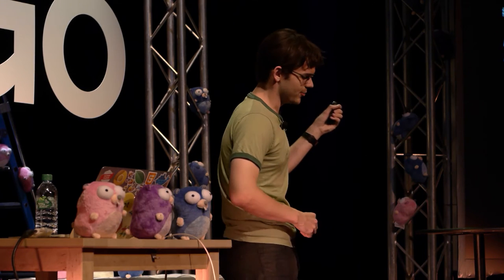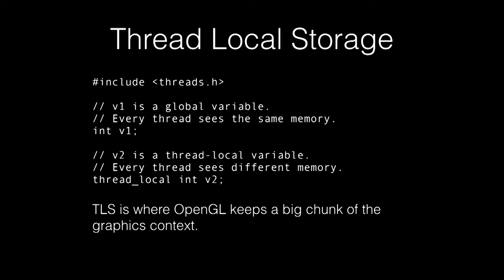Now, if you're an old C programmer like me, this syntax may look a bit strange on the slide. This is C11, which it turns out introduced this _Thread_local type qualifier, which matches the C++11 type qualifier. So they unified these by changing everything. And OpenGL makes heavy use of this, and it does because OpenGL is a very long-lived API.